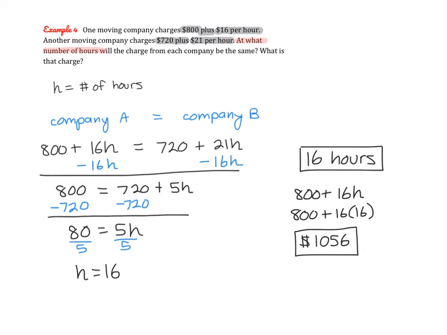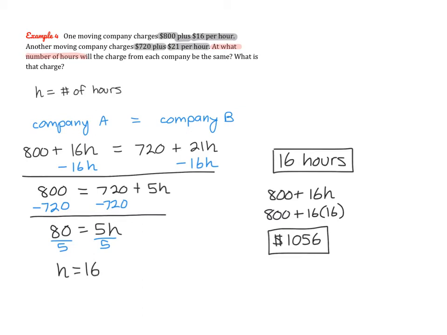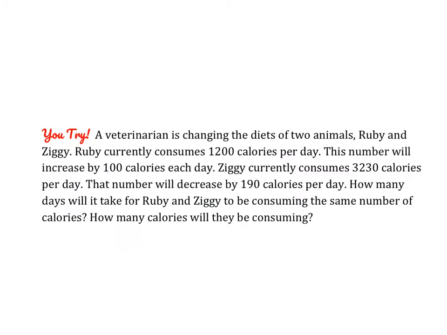Now, just to double check that our answer is correct, we could also substitute this into the other side of the equation, so the 720 plus 21H, to make sure that we get the same answer. So 21 times the 16 hours. And this, you get the same exact answer, $1,056. So that helps us confirm that our answer is correct. Okay, so at this point, I'm going to ask that you pause the video and try this problem on your own, and we will check your answer in just a few moments.